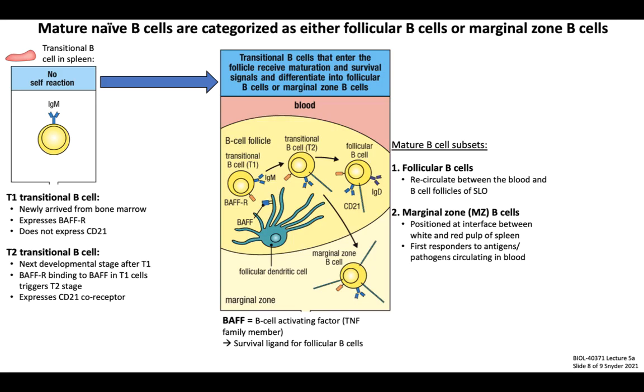Importantly, due to their proximity to the vascularized red pulp of the spleen, marginal zone B cells are optimally positioned to be among the first immune cells to detect and respond to antigens and pathogens that circulate in the blood. Both follicular and marginal zone B cells are considered mature B cell subsets that are favored for precious space and resources in the B cell follicle. So they often outcompete immature B cells that are newly arrived from the bone marrow for this niche of B cell survival and maturation. We will learn more about the signaling, activation, and function of mature naive B cells in the upcoming lectures for our Week 5 B cell module in this course.